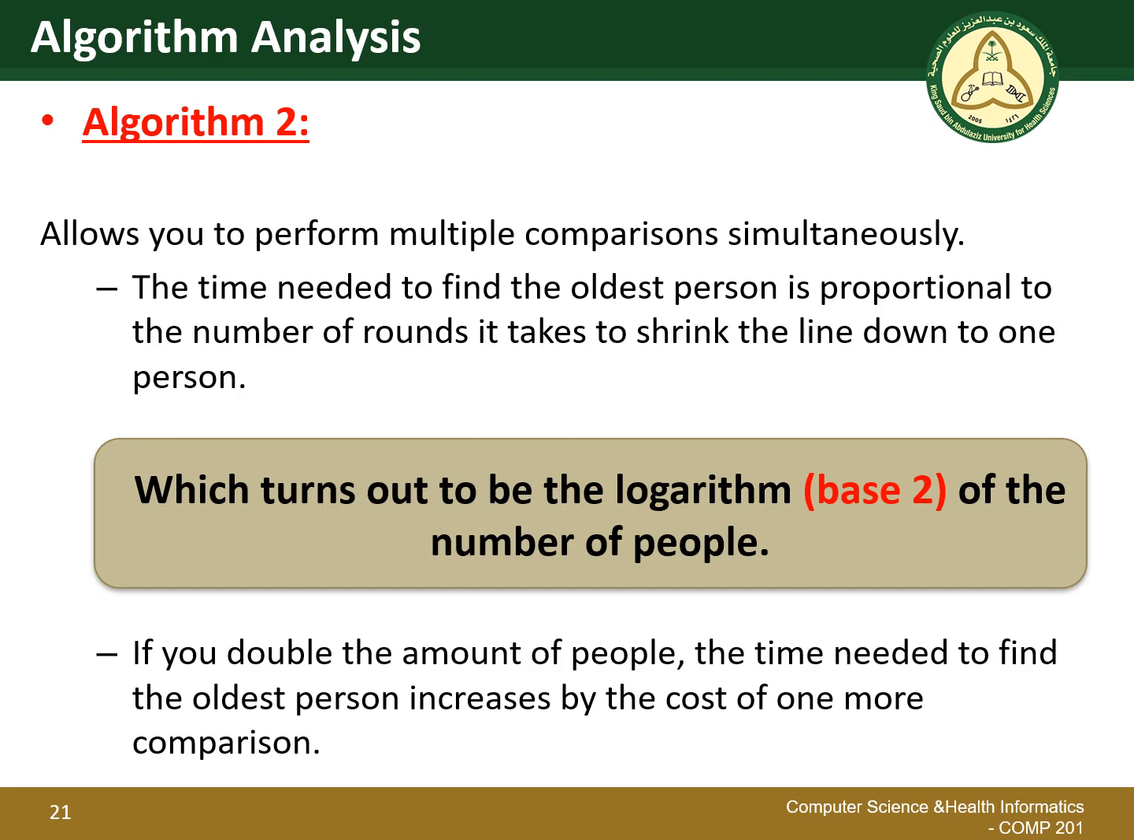And if we double the amount of people, we had 8 and now we have 16. We saw how the time needed to find the oldest person increases by only 1 round. 1 round is equal to the cost of 1 comparison. Why? Because if I have 100 comparisons, they will be executed at the same time, in 2 seconds. So they all finish in 2 seconds. 20 comparisons finish in 2 seconds. One comparison takes 2 seconds. So the cost of the round is equal to the cost of 1 comparison.